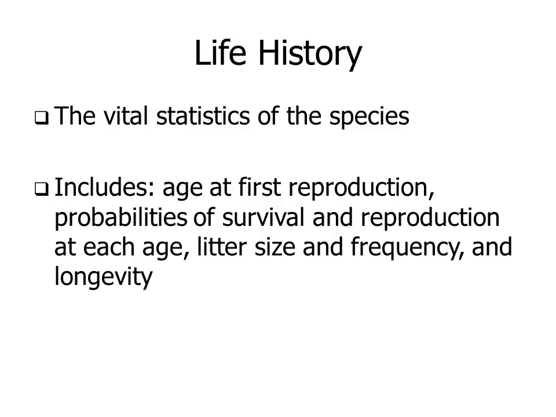A life history is defined as a sort of executive summary of the vital statistics of the species, including its age at first reproduction, its probability of survival and reproduction at each age, its litter size and frequency, so that means the number of offspring and how frequently they have offspring, and its longevity, which is how long it lives.